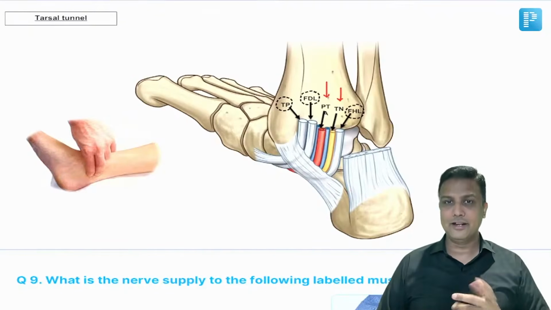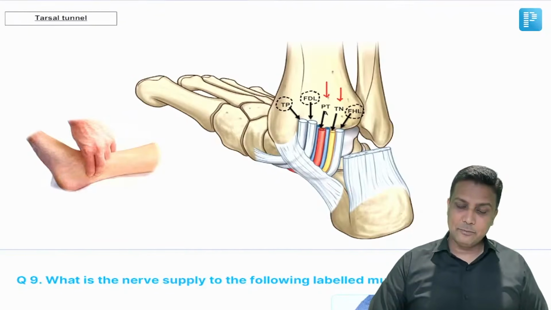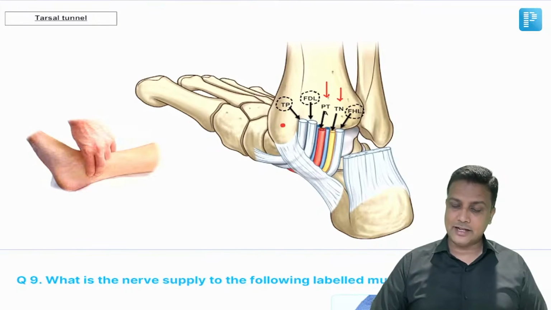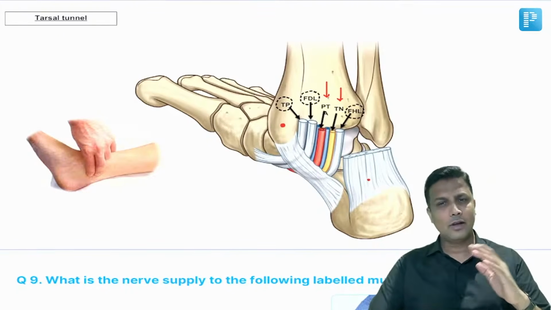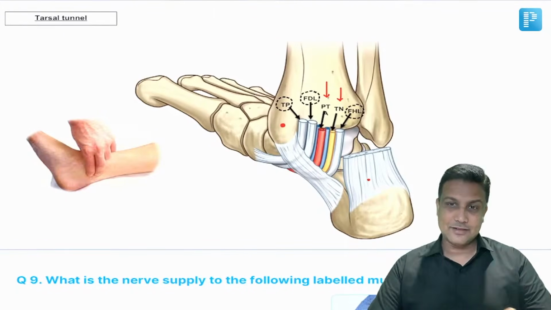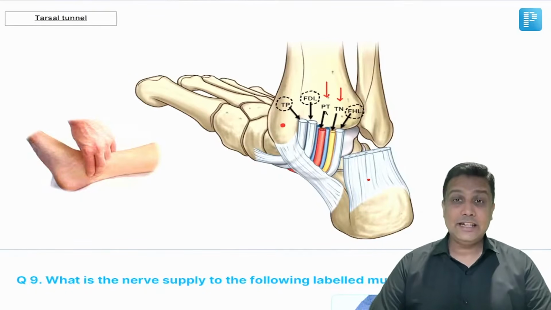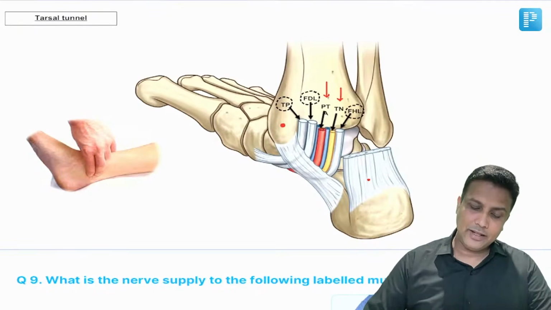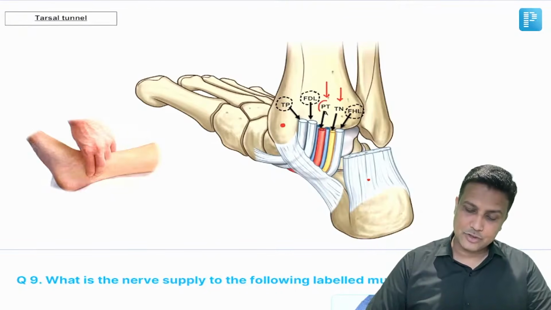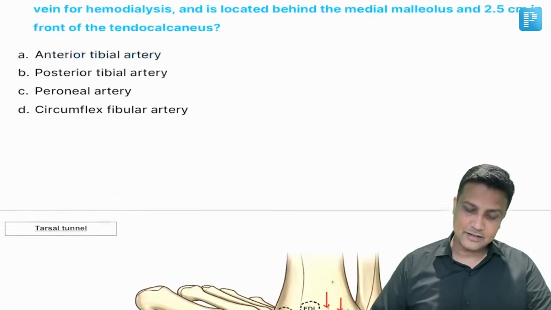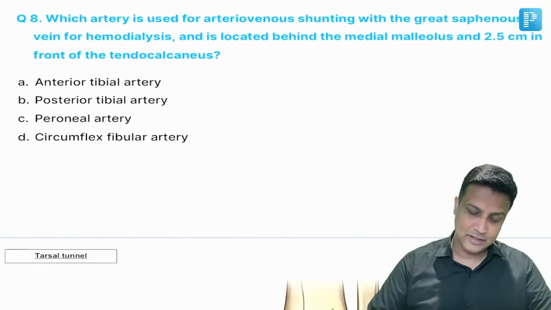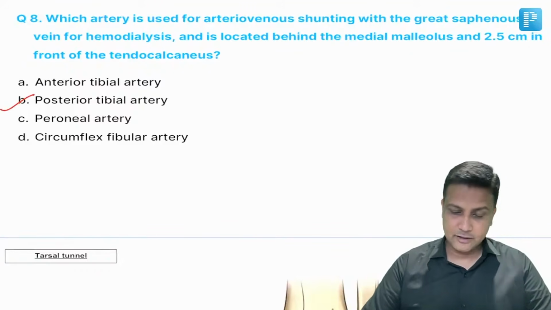The posterior tibial artery. And of course, it is present between the medial malleolus here and the tendocalcaneus here. The calcaneal tendon, which is also referred to as Achilles tendon. So in between them, we have this artery that is nothing but the posterior tibial artery. That is the artery which is actually mentioned here. So the correct answer here will be the posterior tibial artery.